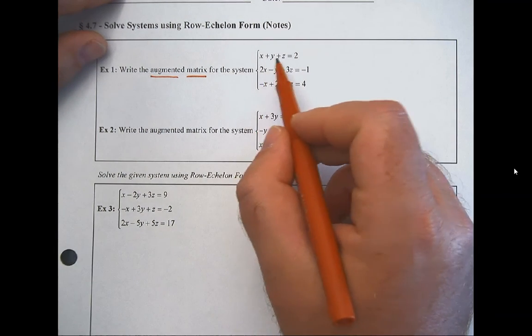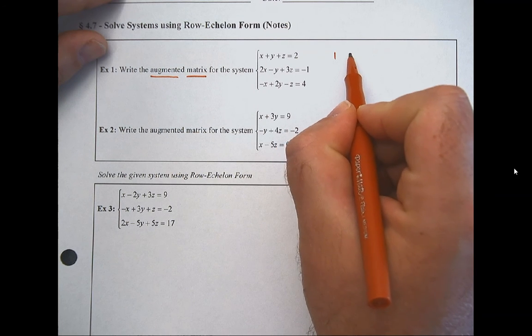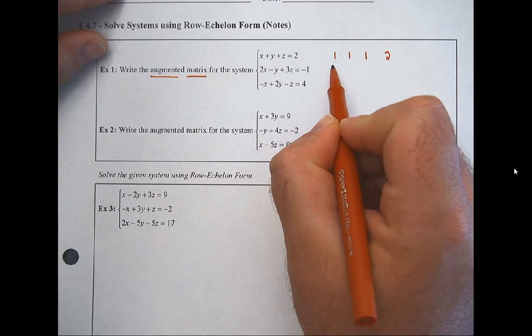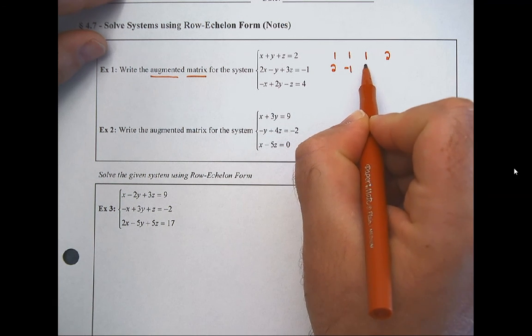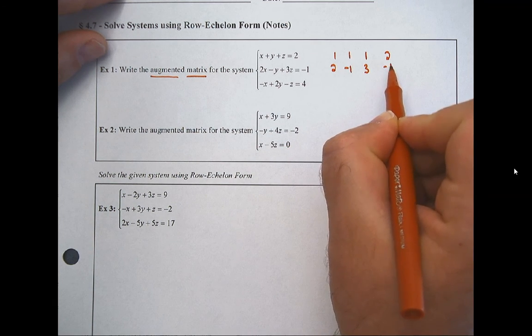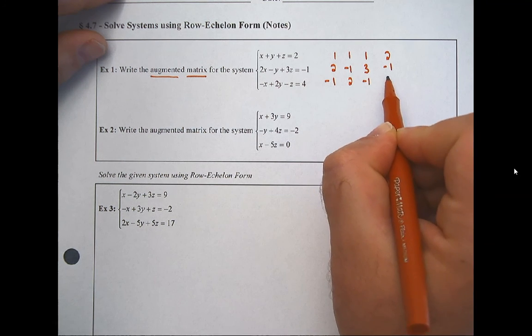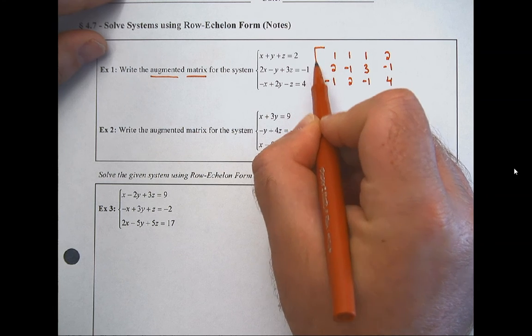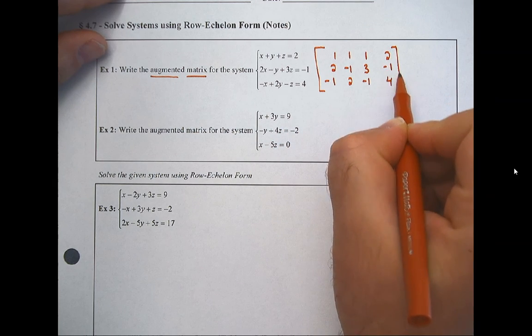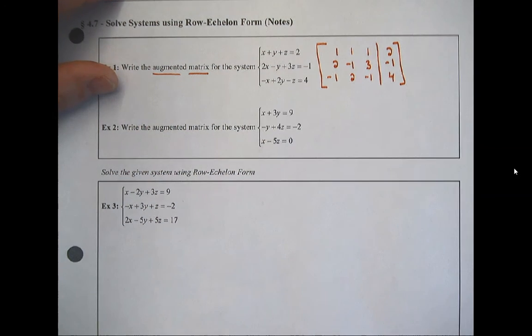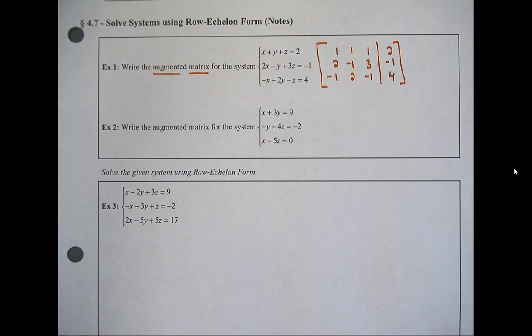So I'm going to have my coefficients, 1, 1, 1, and a constant of 2. My coefficients, 2, -1, 3, and a constant of -1. Then -1, 2, -1, and a constant of 4. This is what we call an augmented matrix, and usually we put a line between these to indicate where the equal sign is. I think that's supposed to be a dashed line. I never draw mine dashed. I always draw it solid.